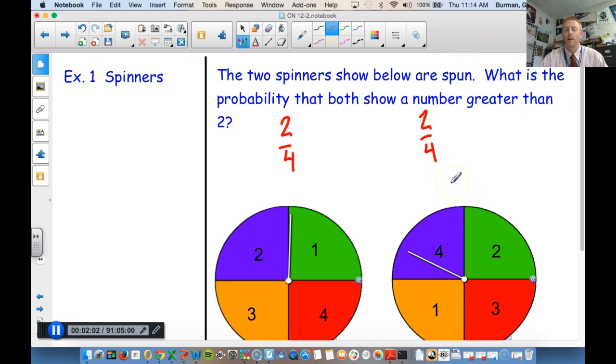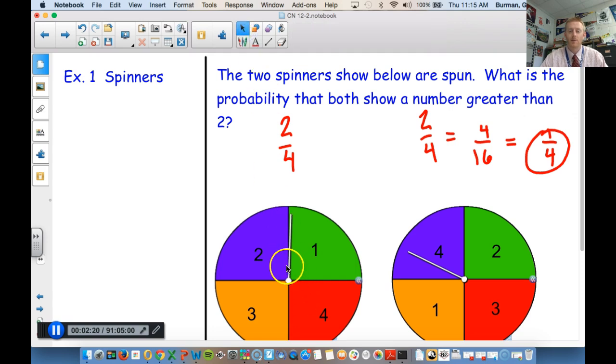So if we're going to find the probability of those things, we're going to multiply 2/4 times 2/4 to get ourselves 4/16, which is the same as 1/4. So there's a 1/4 chance that we're going to be able to do this. So let's go ahead and try it to see what happens. There's a 1/4 chance that both numbers are greater than 2.